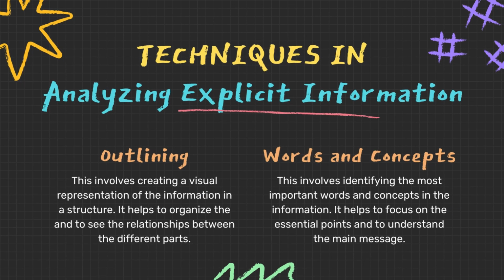Outlining involves creating a visual representation of the information in a structure. It helps to organize and to see the relationships between the different parts. Key words and concepts involves identifying the most important words and concepts in the information. It helps to focus on the essential points and to understand the main message.